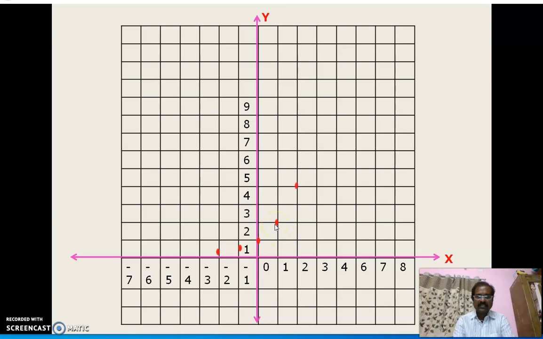Where x is equal to 2, the y value is 4. And x is equal to 3, the y value is 8. Now, joining all these points, we will get the curve. This curve is the exponential graph of 2 to the power of x. Y is equal to 2 to the power of x.